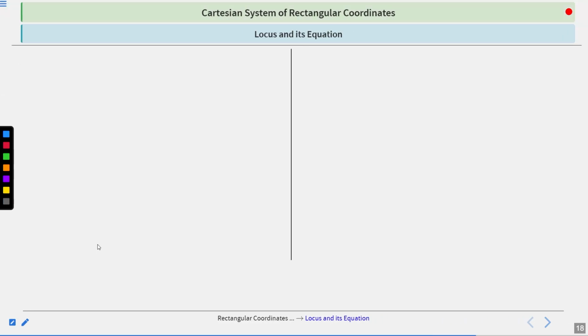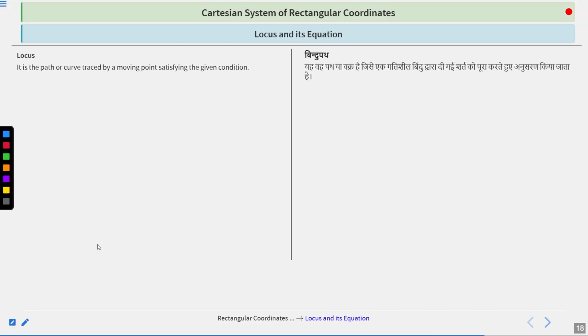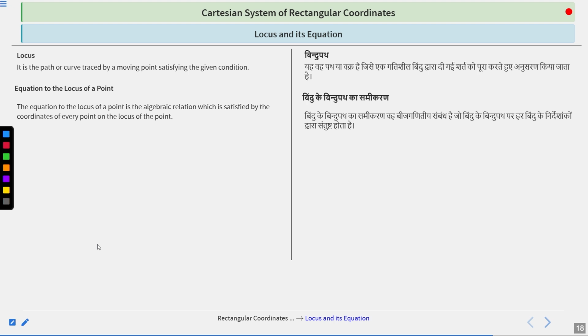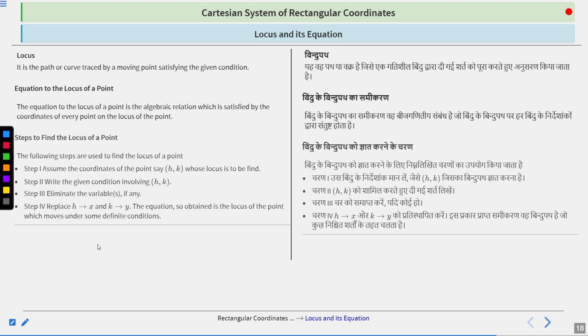Now let us see locus and its equation. Locus is a path or a curve traced by a moving point satisfying the given condition. Equation to the locus of a point: the equation to the locus of a point is the algebraic relation which is satisfied by the coordinates of every point on the locus of the point, right?